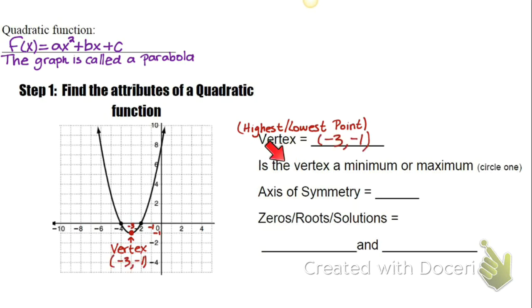Is the vertex a minimum or a maximum? Circle 1. Remember that the minimum is going to be the lowest point and a maximum is going to be the highest point. Again, the parabola opens up, so I have a lowest point. That means that we have a minimum.